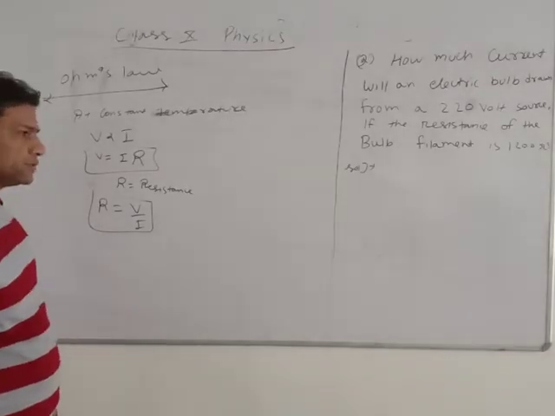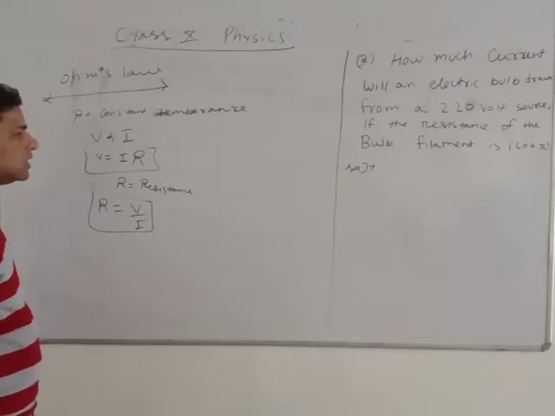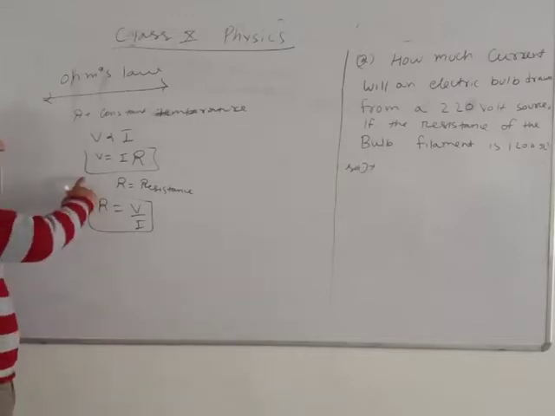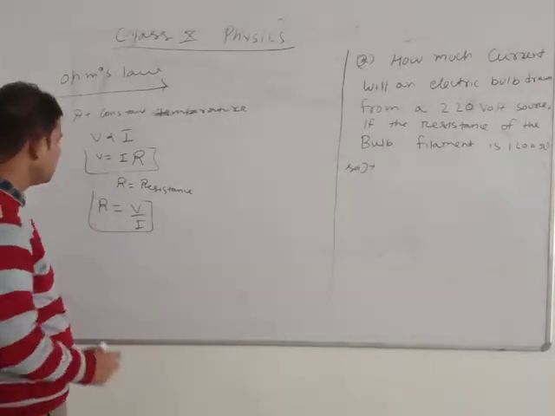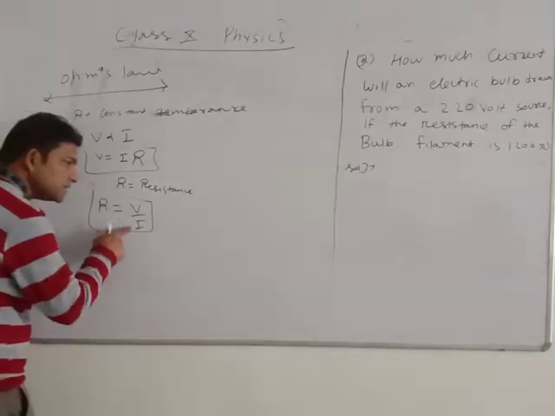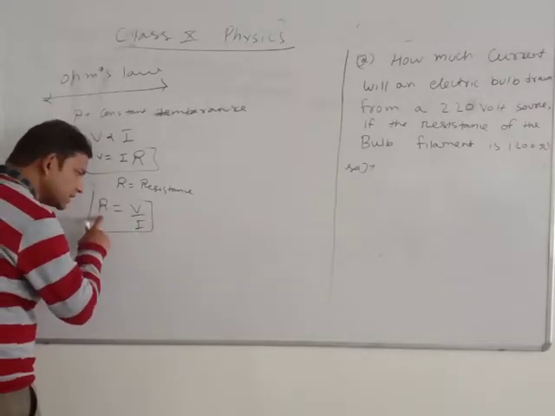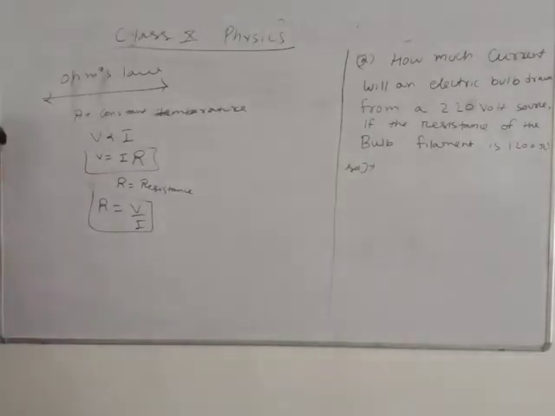It means at constant temperature, potential difference is directly proportional to electric current according to Ohm's law. It means V equals IR. R is inversely proportional to I and directly proportional to V. It means if current is increased, then resistance is decreased, and if resistance is increased, then current is decreased, because the relation between R and I is inverse.